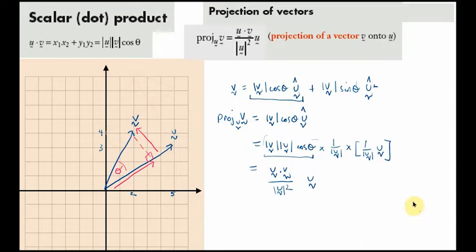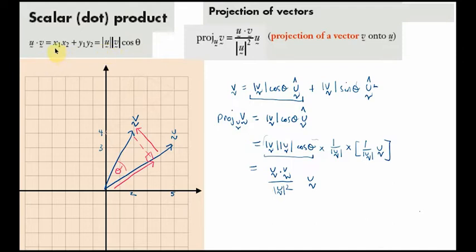And you might be thinking, well, why do we make this projection formula so complicated, and why do we bother with u dot v? And the answer lies here in the scalar product being expressed either in component form or in the cos theta form.